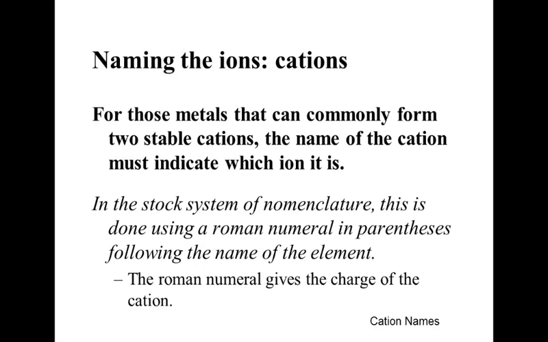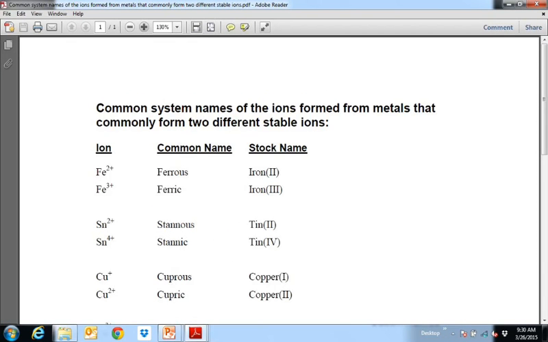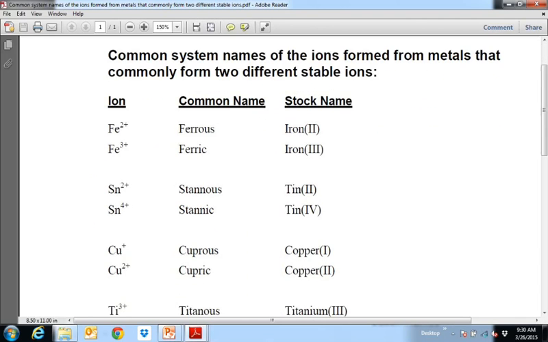Okay. So we're going to stick with the stock naming way. And let me show you. You guys should have a document that looks like this. Okay. You guys all find that? So this is to say, for instance, if we have a metal, and we talked about this in lecture, didn't we? We said that iron can form a +2 or a +3.